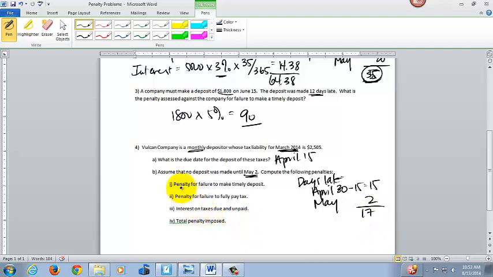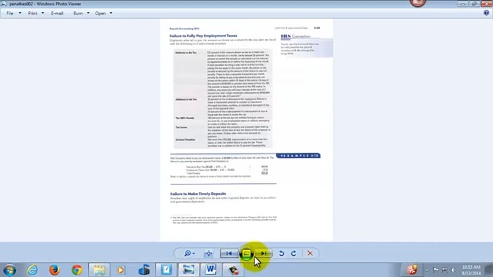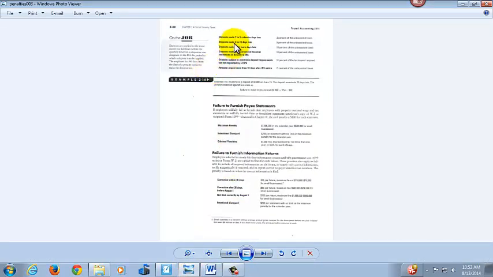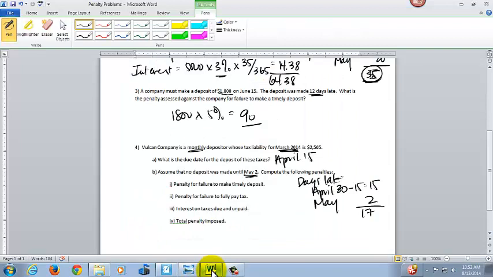The first thing we're worried about is the failure to make a timely deposit. That's going to be on my page 3 here, and I've got failure to make a timely deposit. I'm 17 days late, so deposits made 16 or more days late get a 10% penalty. So here I've got $25,051 times 10%, so that's going to be $2,505.10.